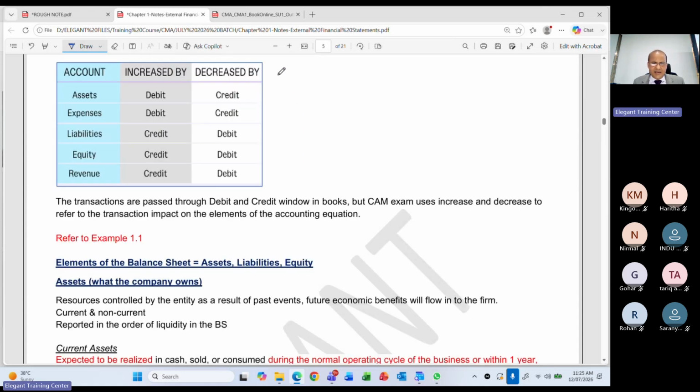Now debit credit. Is everybody clear on the debit credit concept? Clear. Okay, let me write here. You will fill the blanks, okay? What comes in? Debit. Debit what comes in, credit what goes out.